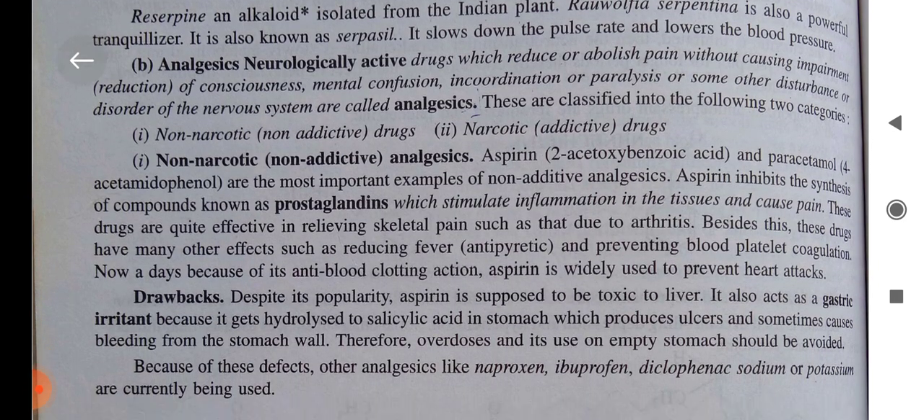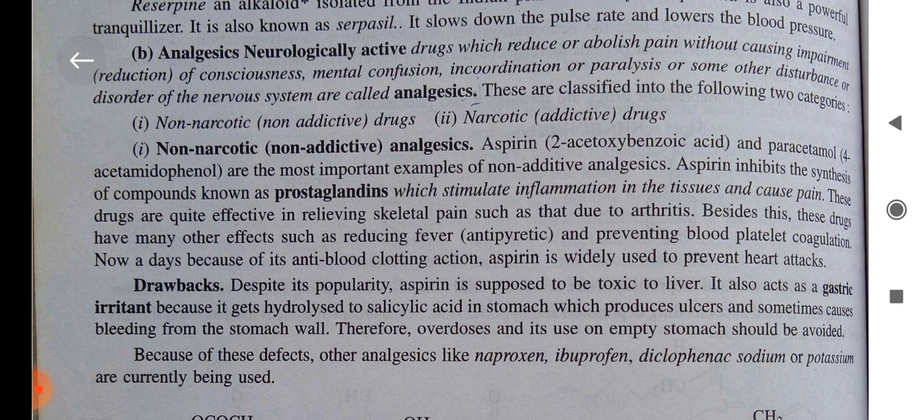After that, analgesics. Neurologically active drugs which reduce or abolish pain without causing impairment or reduction of consciousness, mental confusion, incoordination, or paralysis, or some other disturbance or disorder of the nervous system are called analgesics. These are classified into the following two categories. Number one, non-narcotics, also called non-addictive, and the second one is narcotics, also called addictive drugs.